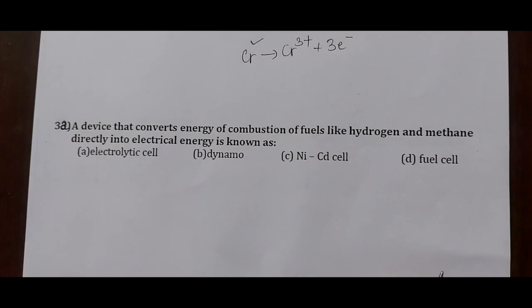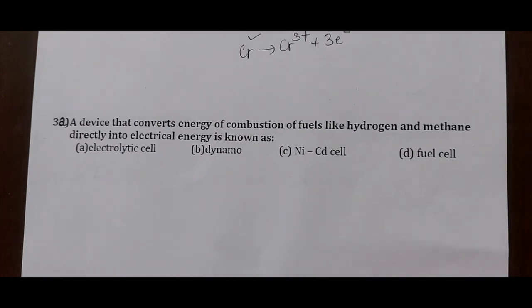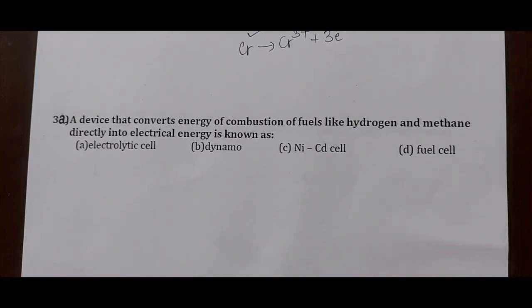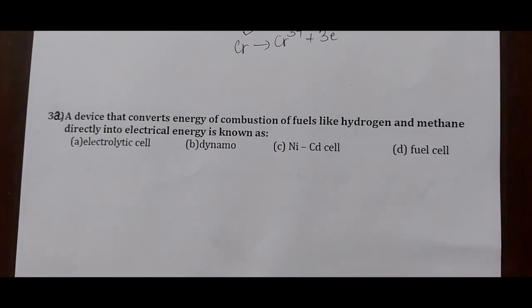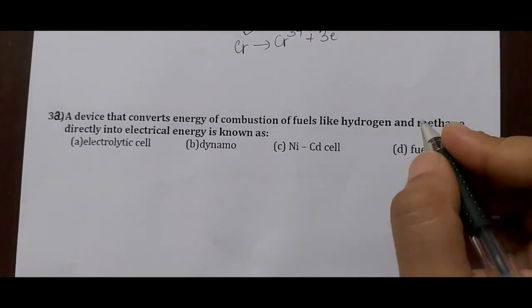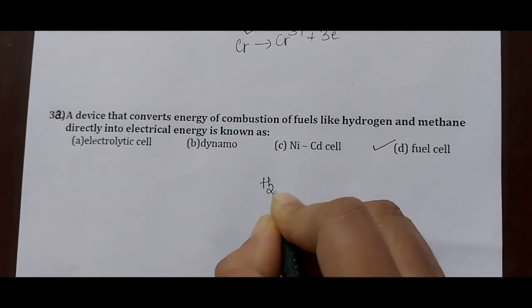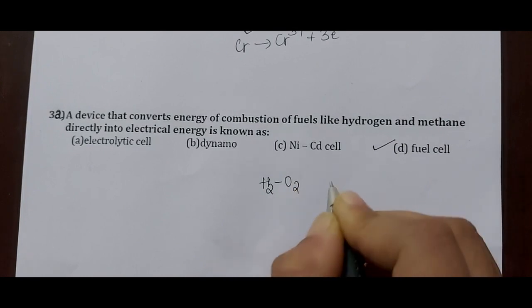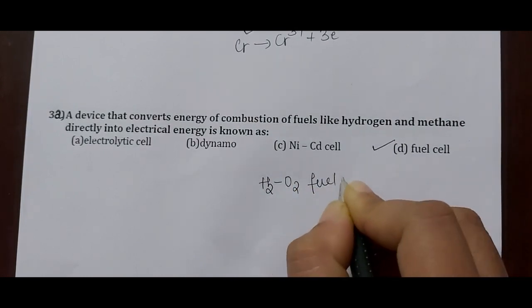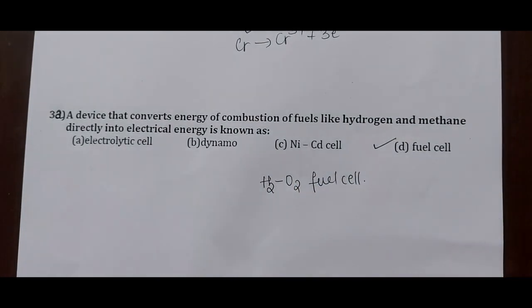Next, question number 32. A device that converts energy of combustion of fuels like hydrogen and methane directly into electrical energy is known as, so already we have discussed, it is known as fuel cell, and one example also we have discussed, it was called the H2O2 fuel cell.